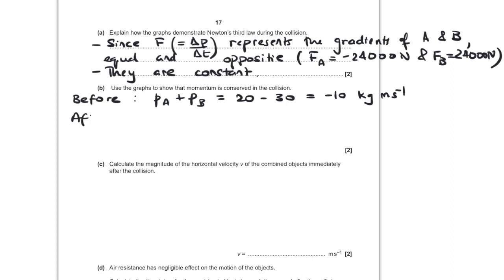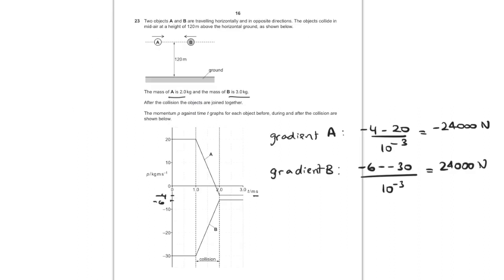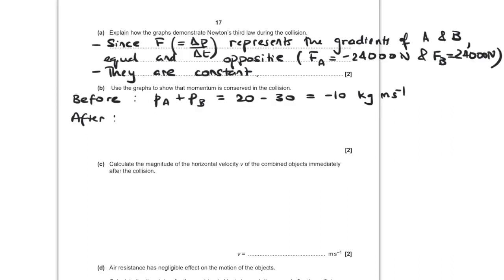And afterwards as well, let's figure that out. So -4 and -6, which gives us -10. So there you go. They're equal, and hence the momentum is conserved.